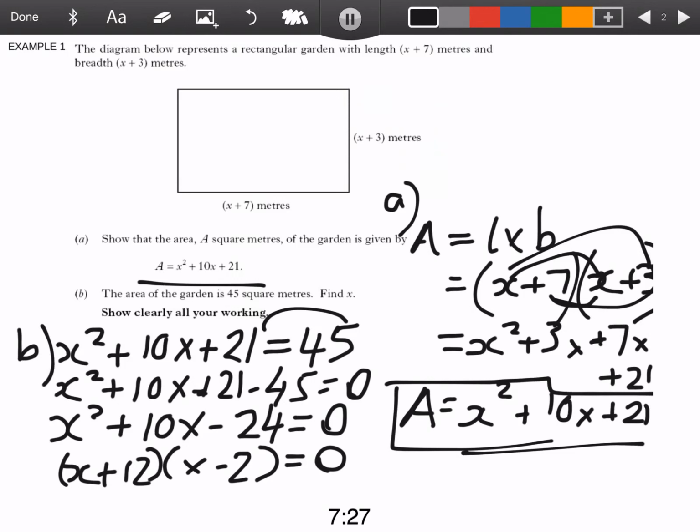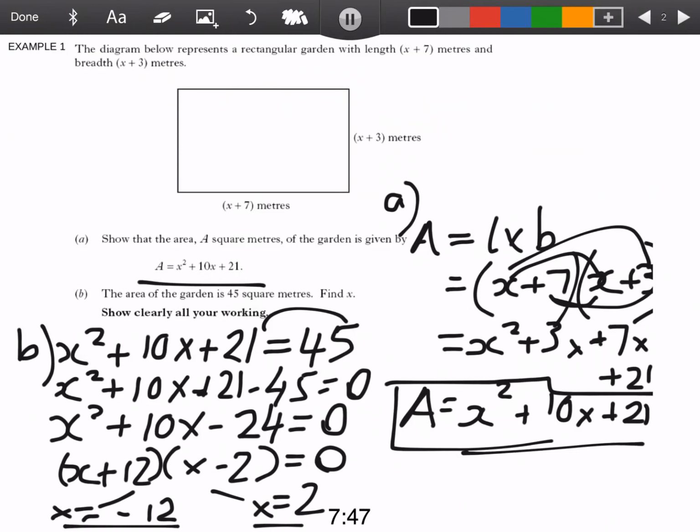So that's your factors. Remember, you get your solutions by setting both parts equal to 0. So if x plus 12 is equal to 0, you're going to have x is actually negative 12. And on this factor, if x minus 2 is equal to 0, you're actually going to have x equals 2. So that's our two solutions, minus 12 and x equals 2.